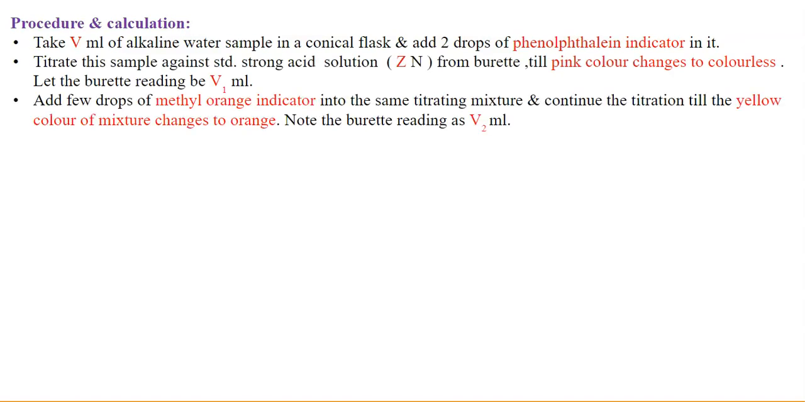So what is the procedure and calculation? We have taken V ml of alkaline water sample in the conical flask. First we add 2 drops of phenolphthalein indicator in it. Then we titrate it with an acid whose concentration we know. Suppose it is Z normal, and we add acid till the color changes from pink to colorless. Then we note down the ml of acid required for the color change. In the same conical flask, we add methyl orange indicator. The color changes to yellow, and we titrate it with acid until the color changes to orange. And we again note down the V2 ml of acid which is required for its color change.